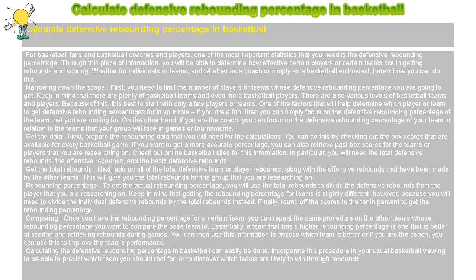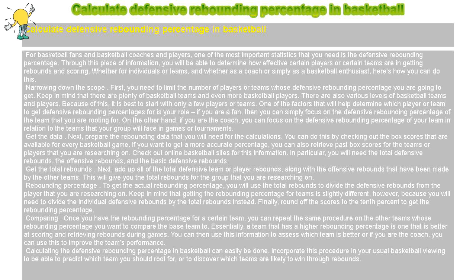Get the data. Next, prepare the rebounding data that you will need for the calculations. You can do this by checking out the box scores that are available for every basketball game. If you want to get a more accurate percentage, you can also retrieve past box scores for the teams or players that you are researching on. Check out online basketball sites for this information.